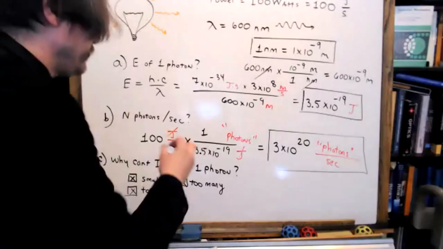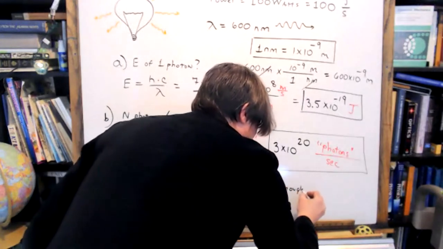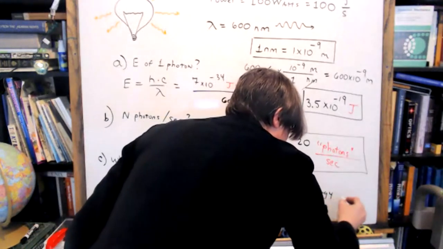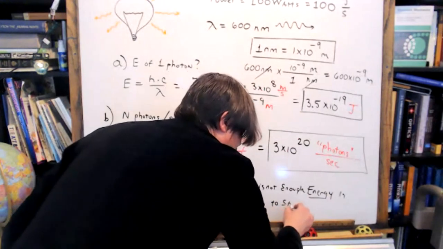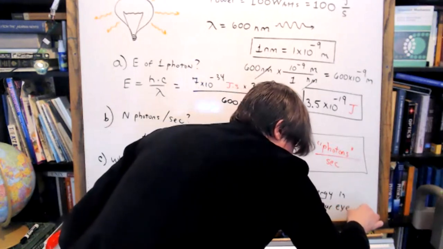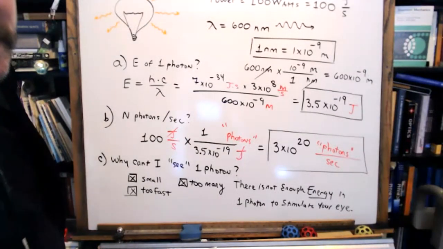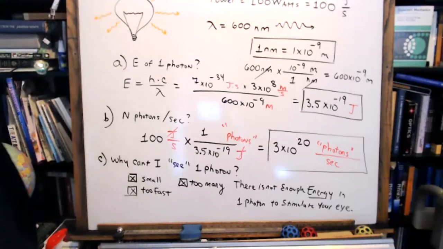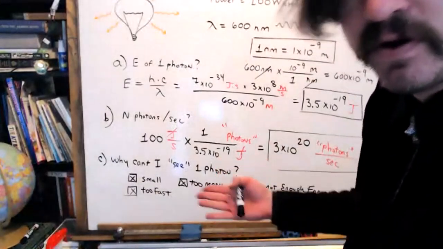It's all about the property of energy. So the answer is there is not enough energy in one photon to stimulate your eye. There is not enough, it's all about energy. Sorry about my handwriting there. That makes sense. Yep. So the cool thing about this problem is we're learning to think sometimes in terms of energy. It's very easy for us to think in terms of number and speed and size, but we want to start thinking about energy.